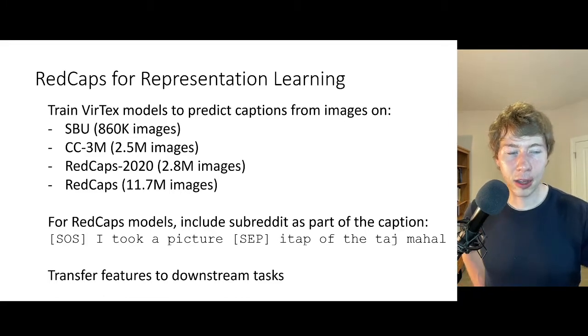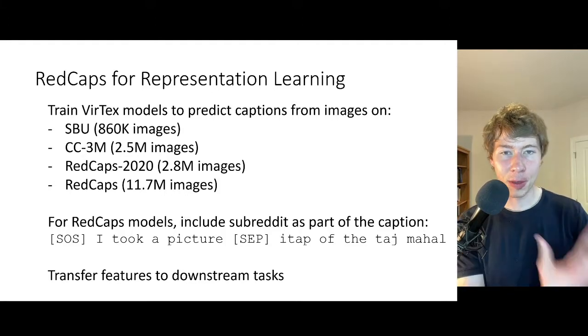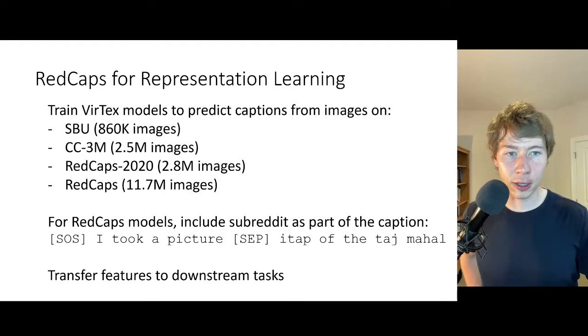Another detail here is that when training Vertex models on RedCaps, we include the subreddit name as part of the caption to be predicted, because as we saw with some of the examples, the subreddit name itself often contains useful supervisory signal for the images. The pipeline is largely similar to that we already saw on Coco. We train these models and then transfer to downstream visual recognition tasks.